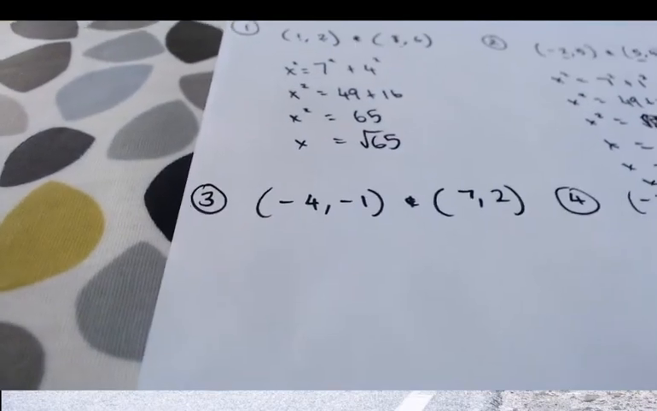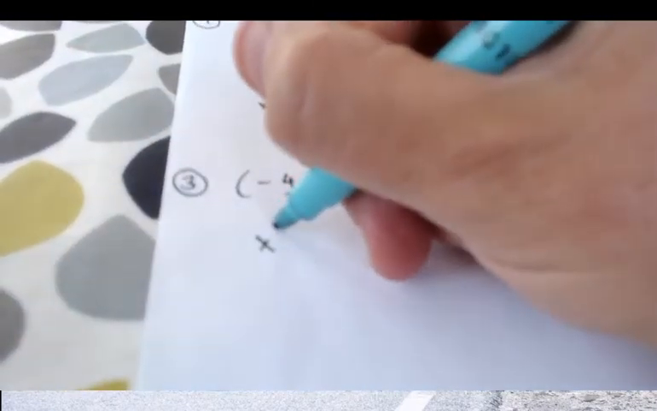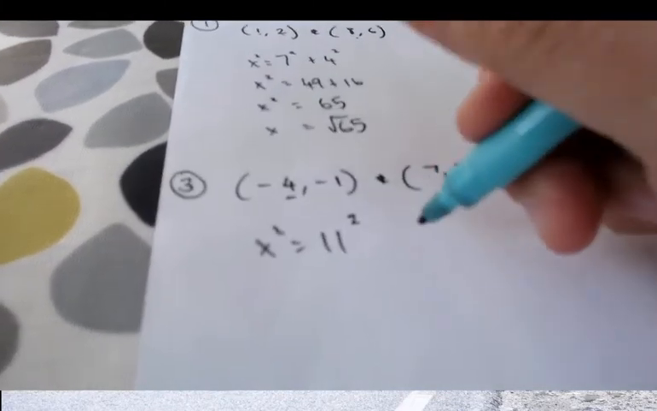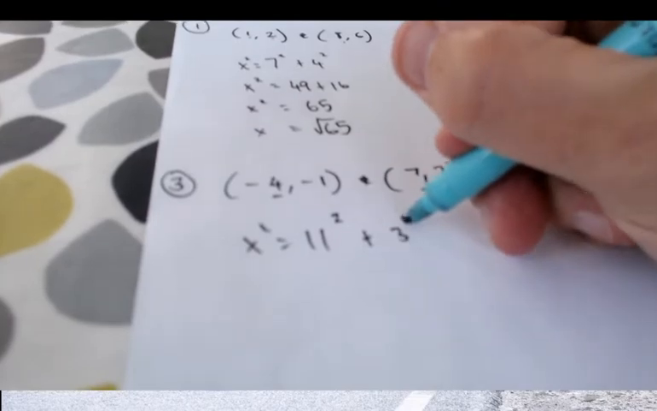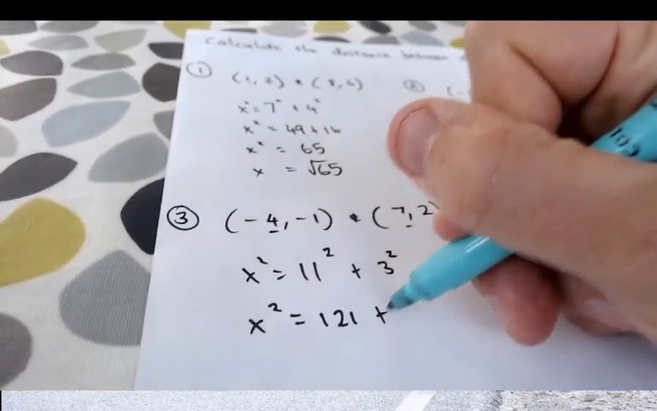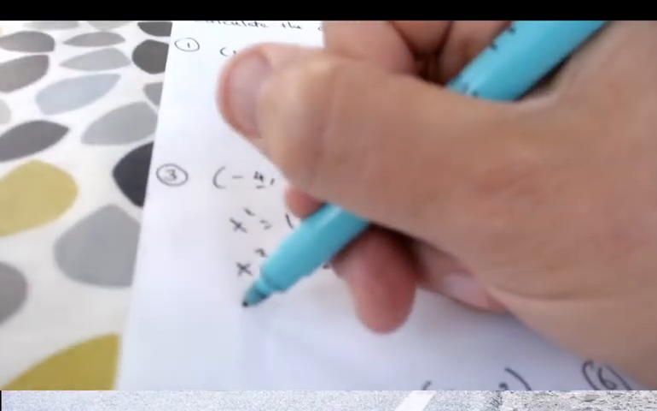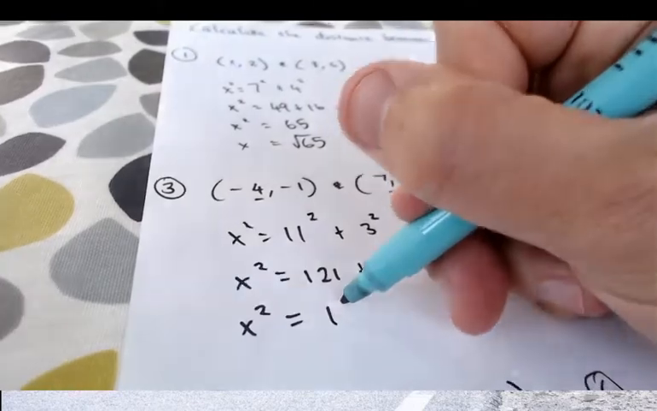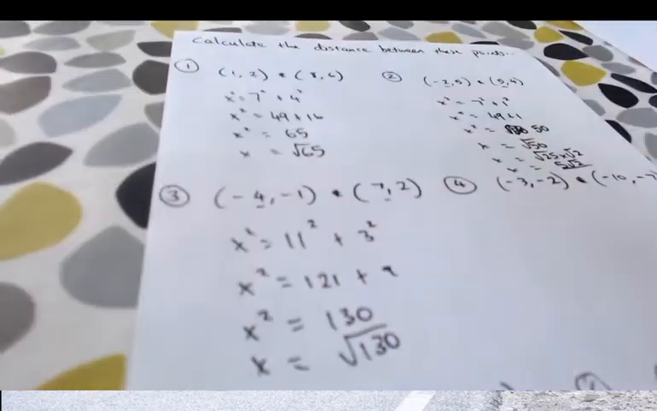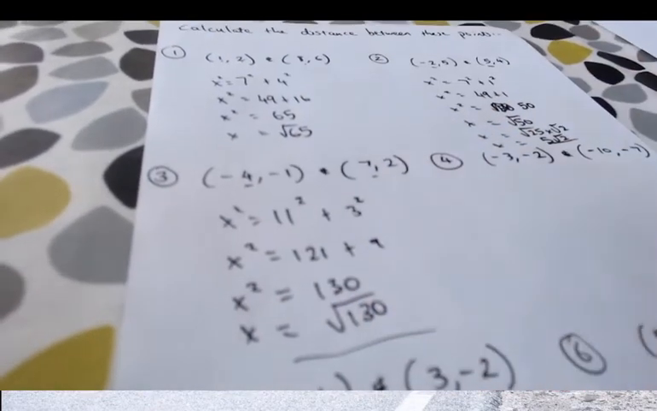Number 3. The gap between the x coordinates, minus 4 all the way up to 7, is going to give me a gap of 11. Minus 1 going up to 2 is going to give me a gap of 3. I'm going to square both those numbers. 11 squared is 121. Hope you didn't have to use a calculator to check that. Add on 9, that's going to give me 130. And then I'm going to square root 130. And I'm just going to leave it like that.